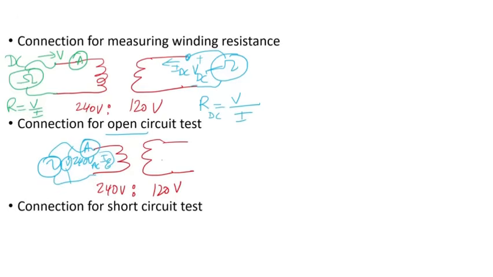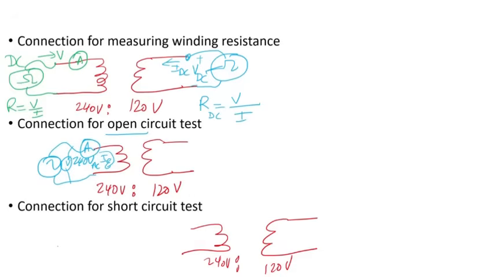So basically that's how you do the open circuit test. Now for the short circuit test, again we have the same transformer here. Here's the 240 volt side, and here's the 120 volt side.